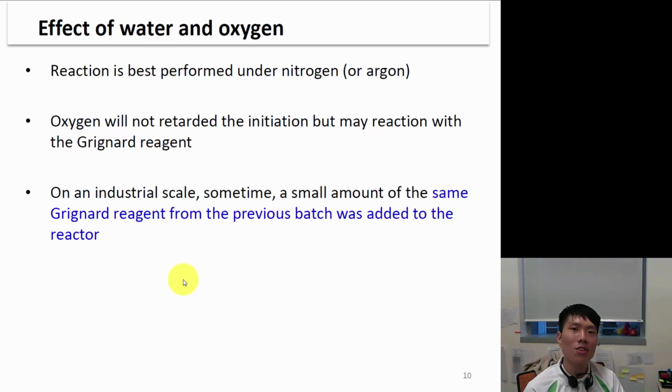So sometimes in industry, when we want to produce a large scale of these Grignard reagents, the material from the previous batch is added to the reactor in batch-wise synthesis. Why? Because we do not want to waste them, and moreover they are reactive. We still need to get rid of them at the end of the day. So why don't we just use them, react and recycle them? This is the industrial process.